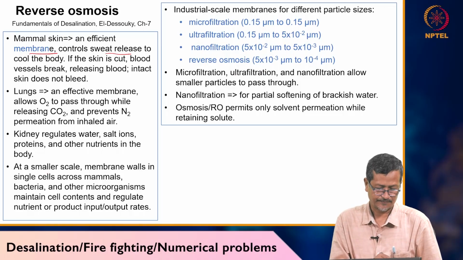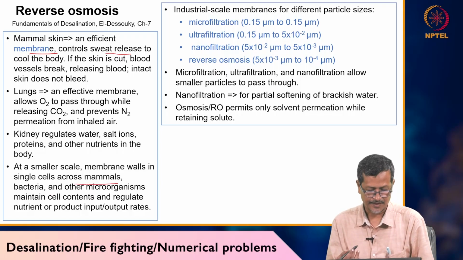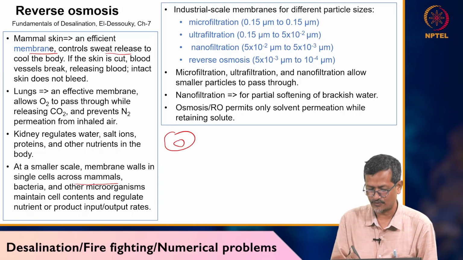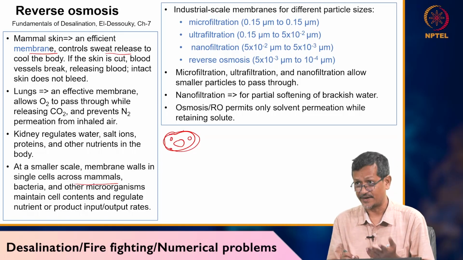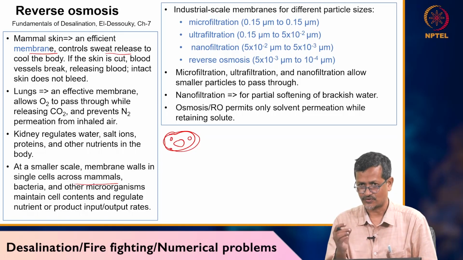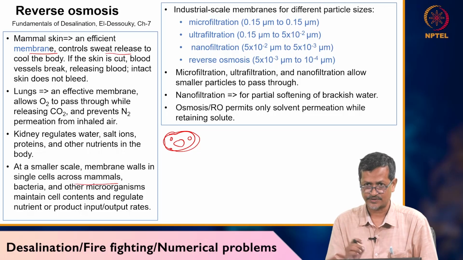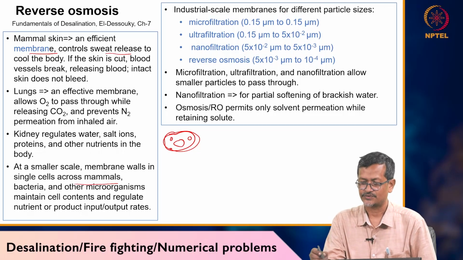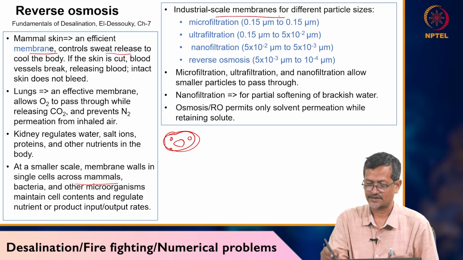At a smaller scale, there are membrane walls in single cells across mammals, bacteria, and other microorganisms. It maintains the cell content. If you have a cell, nucleus, Golgi bodies and other things, the cell wall is also a membrane. It allows a certain amount of salts and other nutrients to enter the system. Now, industrial scale membranes for different particles. So these are the natural and industrial scale.